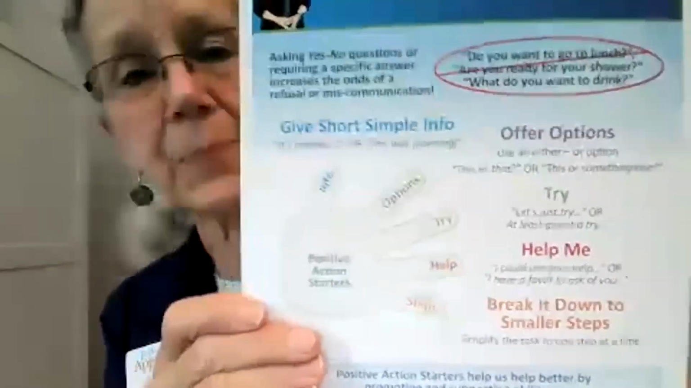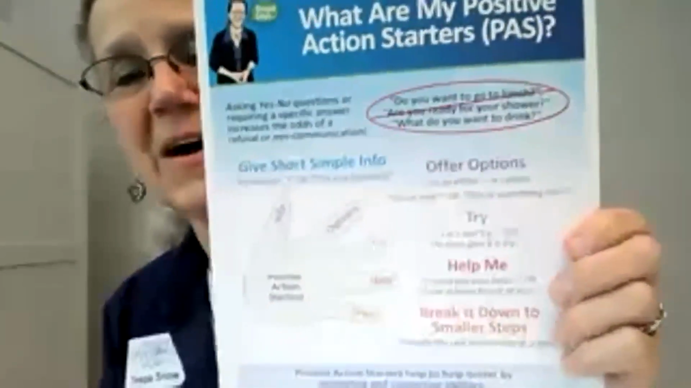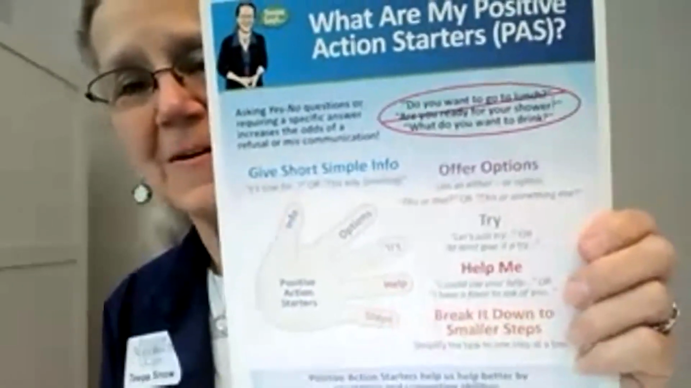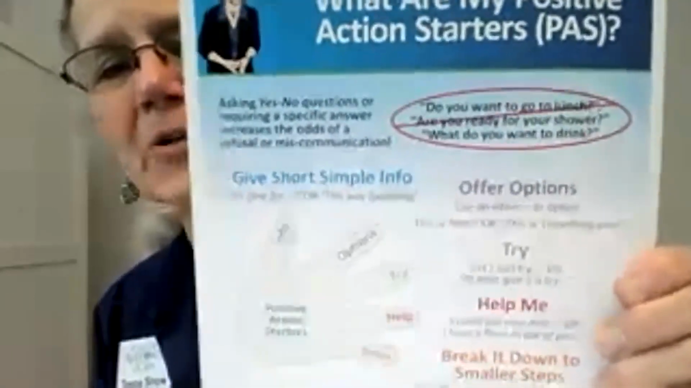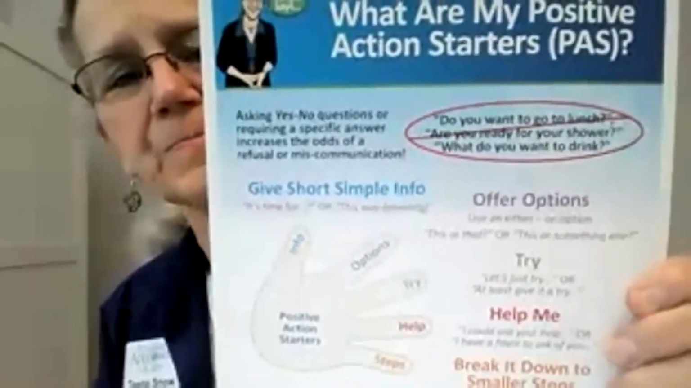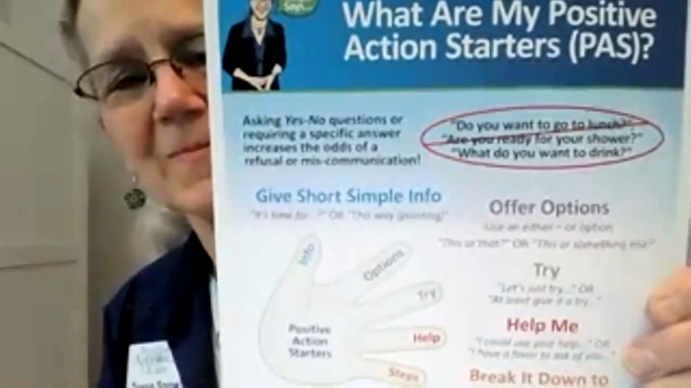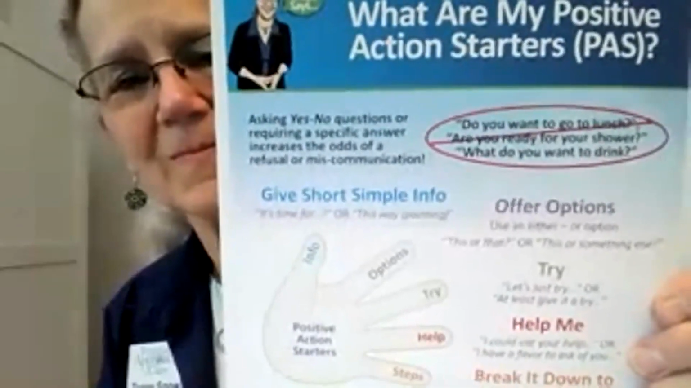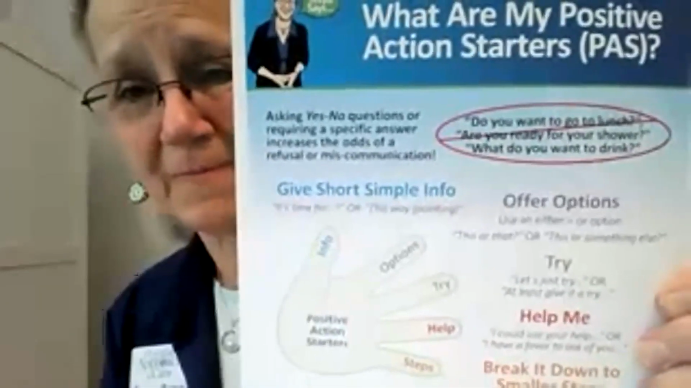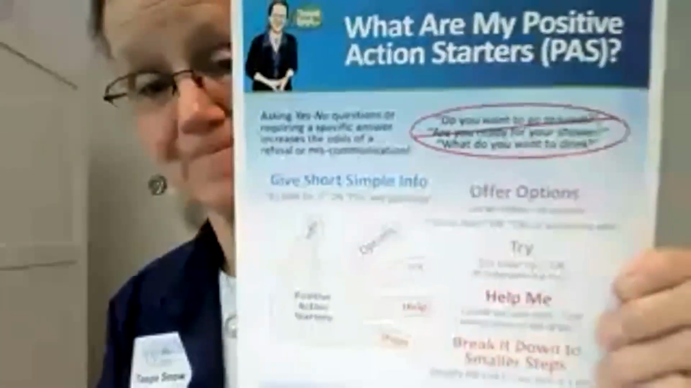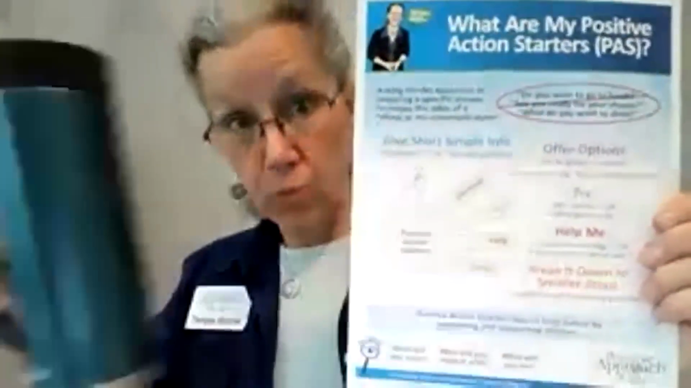Now, at the top, you'll notice the why behind trying these things. So, Rachel, what was the why that you noticed up there? Why would you try these things? Well, if you ask a yes or no question, then you basically increase your odds of getting a no, or them not understanding and saying yes and then not understanding what that was. And now you have a miscommunication.